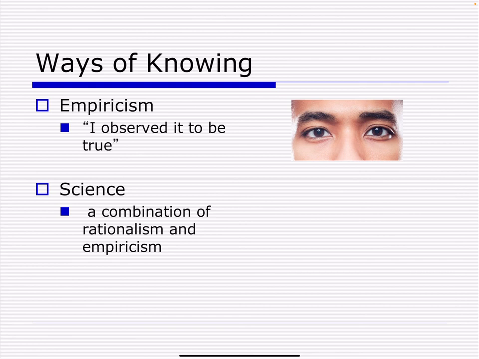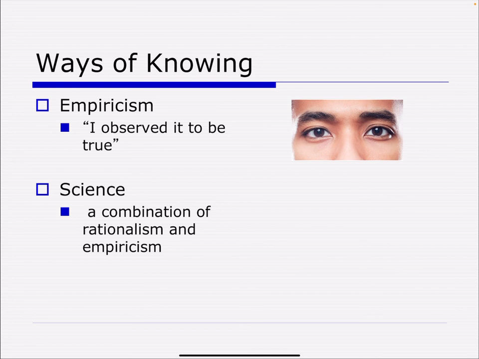So finally, we come to the best way of knowing, and that's science. It's a combination of rationalism and empiricism. I'm going to stop now because it's time for you to watch a video. And in this video, you're going to see a woman, I'm assuming she's a math professor or something, describe what's called the Monty Hall problem. And in order to solve this problem, she uses two of these ways of knowing.